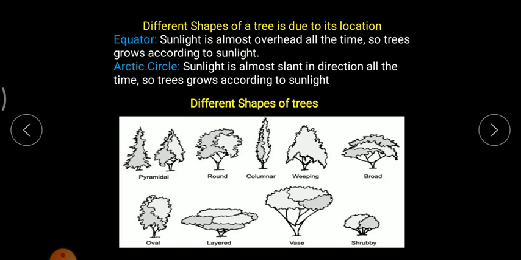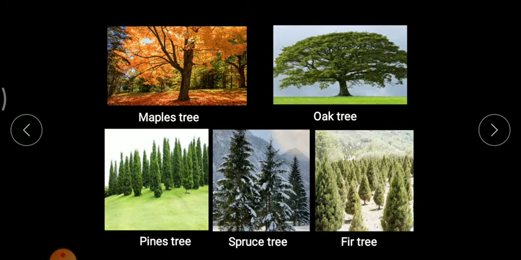Why is it so? Because at the equator, sunlight is almost overhead all the time. So because of which the photosynthesis is taking place. Since sunlight is overhead all the time, the shape of a tree is mainly like a rounded shape. The trees associated in this equator region are maple tree and oak tree.